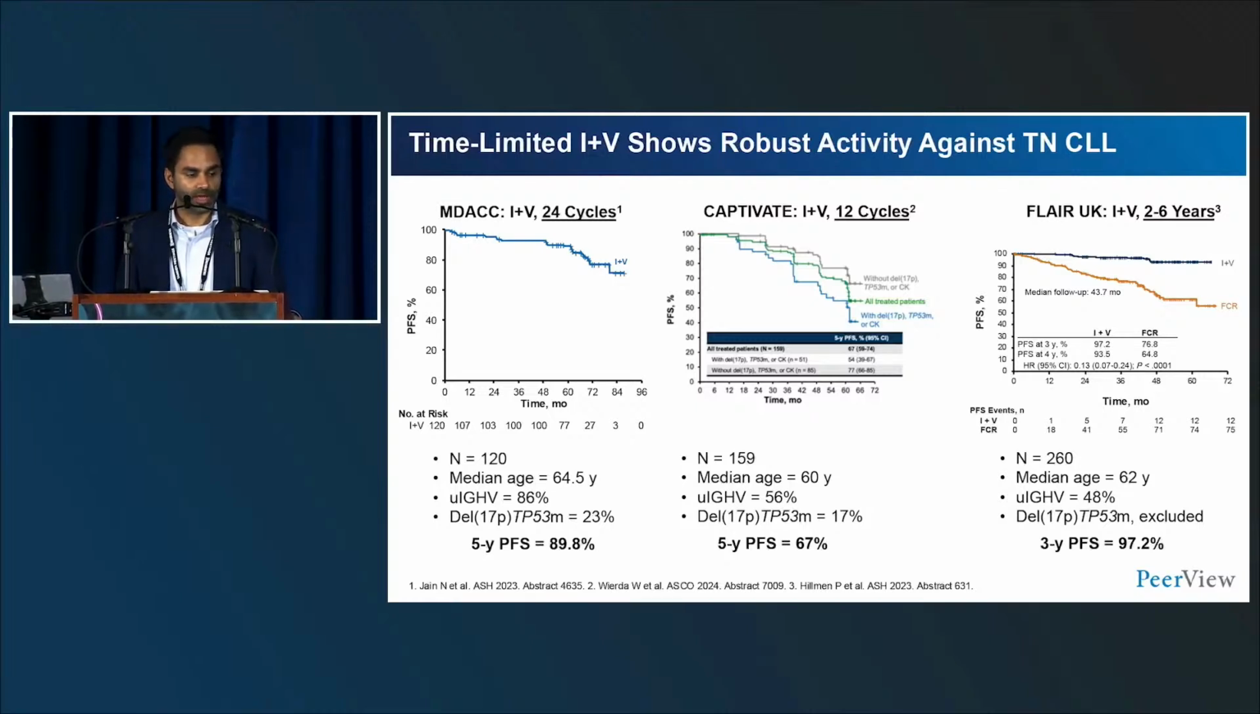For example, we may use a completely fixed duration that's agnostic to response, such as was done in the MD Anderson trial or the CAPTIVATE study, or perhaps using an MRD-guided strategy, which is what was done in the FLAIR trial. But I think the point being here is that we can combine these two very active targeting therapies, BTK inhibitors and venetoclax, to achieve deep responses and very durable responses.